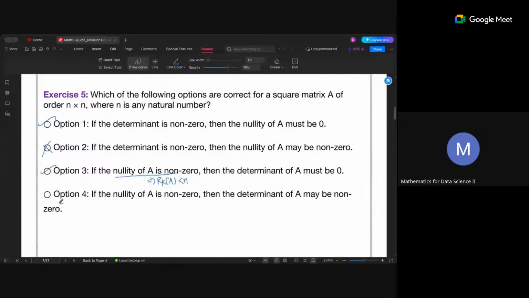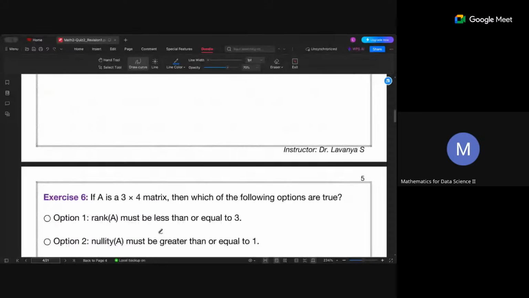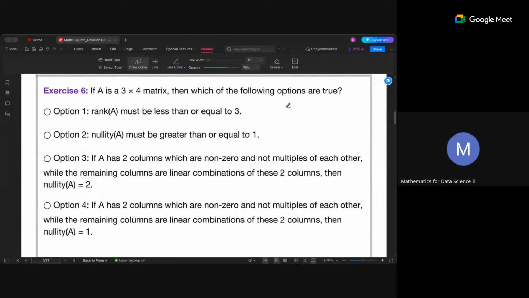Okay. So what did you say, at least one of the rows will be 0? In the RREF form, yes. If the nullity of A is non-zero, then the determinant of A may be non-zero. No, it's not possible. False. Okay. If A is a 3 by 4 matrix, then which of the following options are true? Rank of A must be less than or equal to 3. Is it correct? Yes, ma'am.